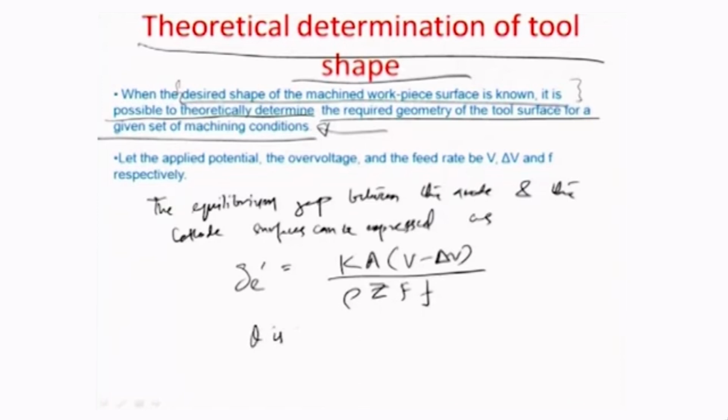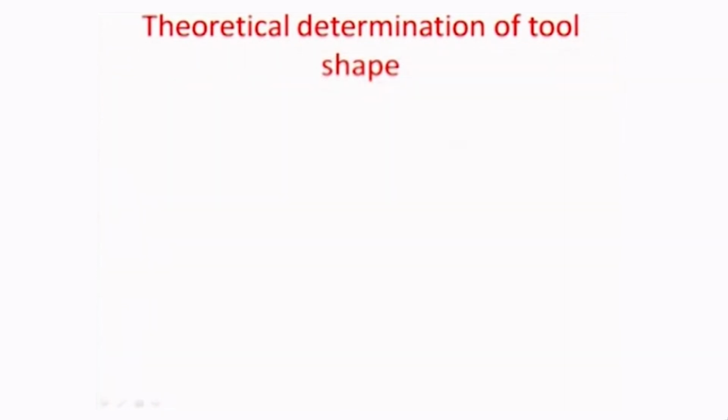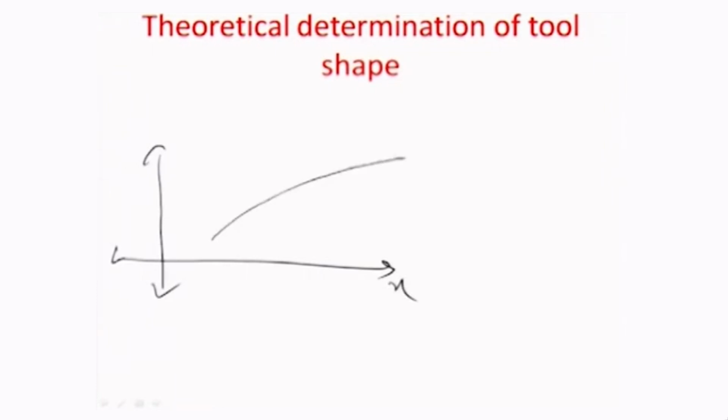So if theta is the inclination angle of the tool with respect to the workpiece, this can be called F cos theta. Okay. So that is how you find out the equilibrium gap, as we have seen before. And let us now assume a certain random tool surface and workpiece surface as represented here. Let us say this is the xy plane, and we are talking about a certain shape here of the workpiece.